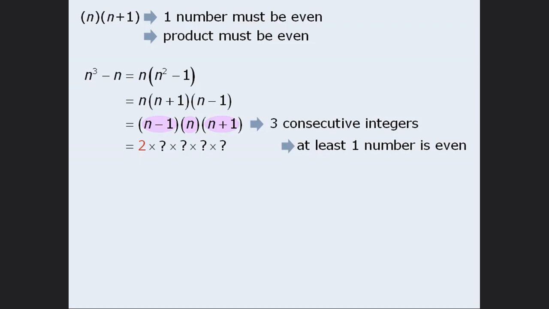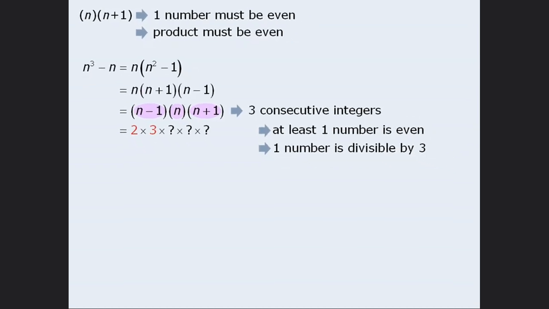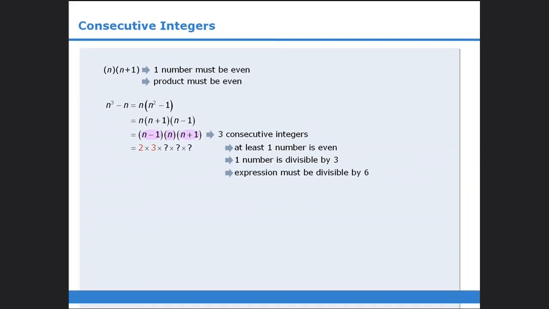Okay, what else can we conclude? Well, if we have three consecutive integers, we can also be certain that one of those three numbers will be divisible by 3. Now, if one of the three numbers is divisible by 3, then there must be a 3 in the prime factorization of the expression. Finally, since the prime factorization has a 2 and a 3, we know that the expression must be divisible by 6.